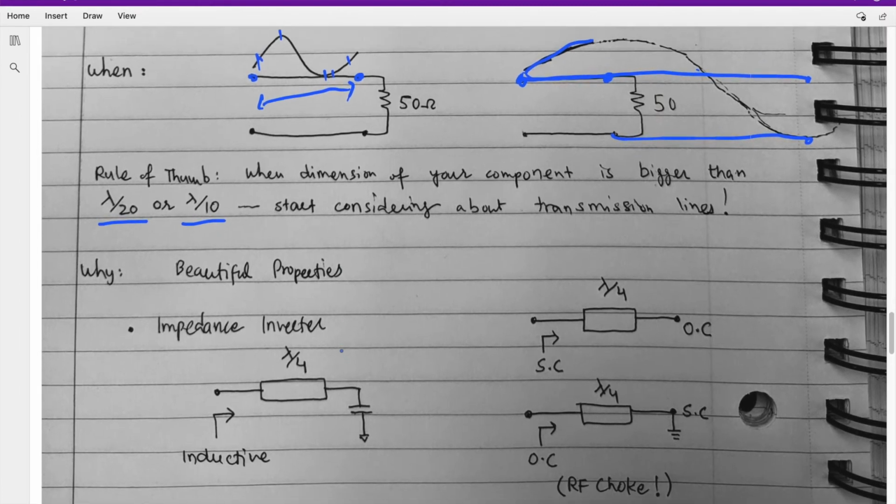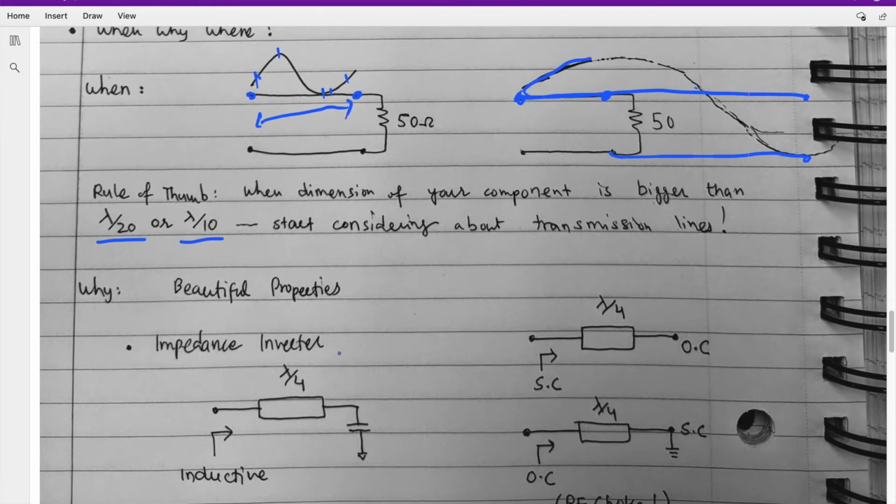Now, why do we use transmission lines? Well, first off, we can't avoid them. At high frequencies, they behave as a transmission line, so we have to start thinking about them. Secondly, because of the beautiful, beautiful properties that they have. For example, if the transmission line is quarter wave long, it can invert your impedance. For example, if for some reason you don't have inductors, you can use a capacitor and a quarter wave transmission line, and if you look at the impedance here, it will look inductive.